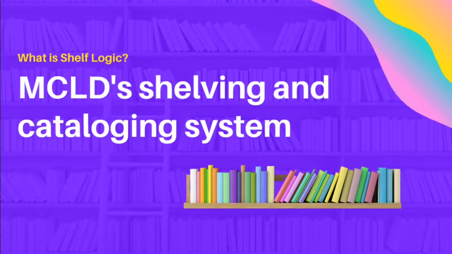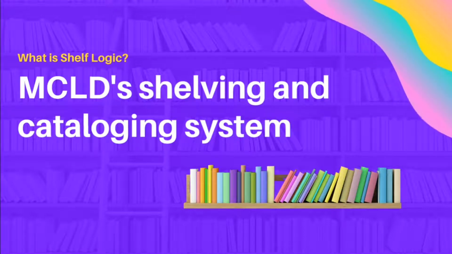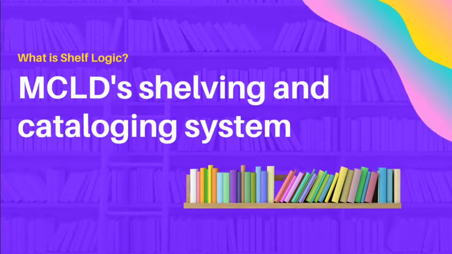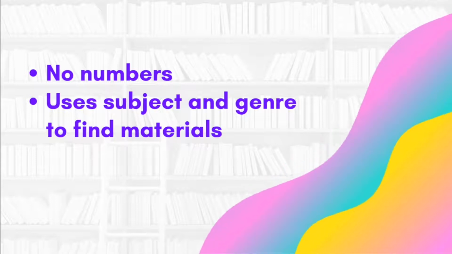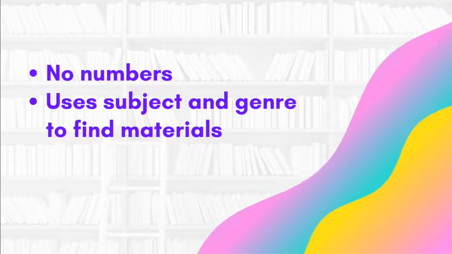So first of all, I want to start out by letting you know about our shelving system. We do not use the Dewey Decimal System. Instead, we use shelf logic, which is a bit more intuitive and is perfect for browsing. It much more resembles what you are used to if you go into a bookstore, because instead of numbers, you're going to be using just an easier system with just subjects and genres, which you're already familiar with.